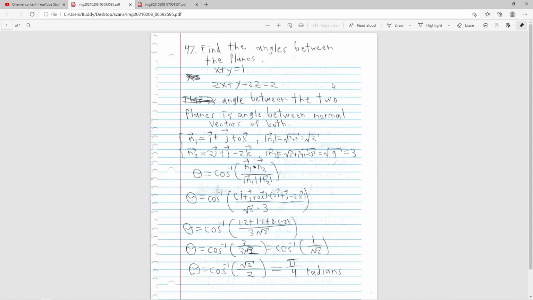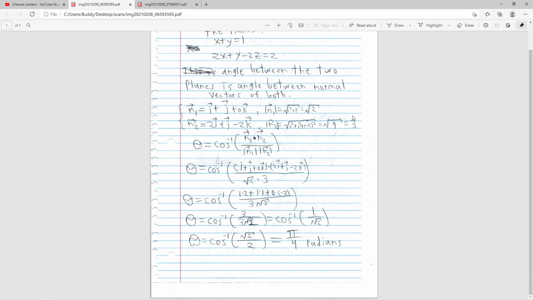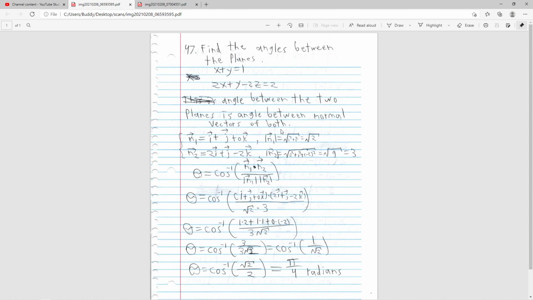Find the angle between the planes x plus y equals 1 and 2x plus y minus 2z equals 2. So the angle between two planes is just the angle between the normal vectors of both. And you use this formula: the angle equals the inverse cosine of n1 dot n2 divided by the magnitudes of n1 and n2. So yeah, you should recognize this from 12.3 on dot product.